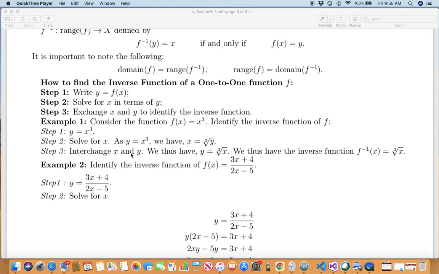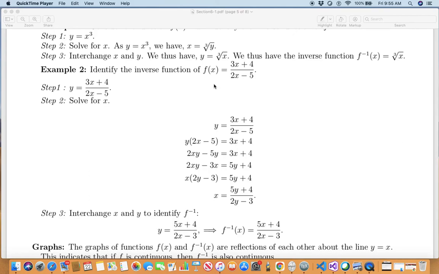Step 3, interchange x and y. So where I see x, I place y. Where I saw y before, I place x. y equals cube root of x. This is my inverse function. f inverse of x is cube root of x. That's it. So the inverse of power 3 is cube root.